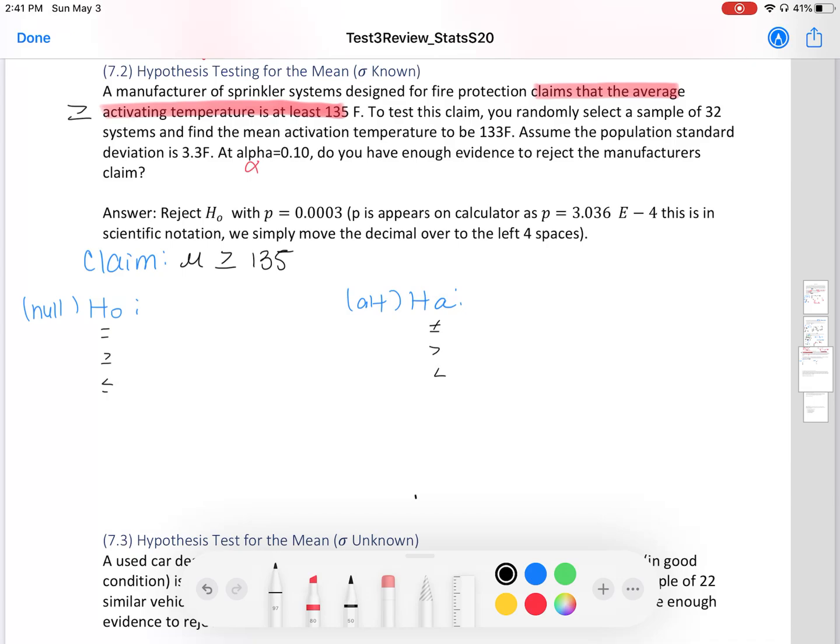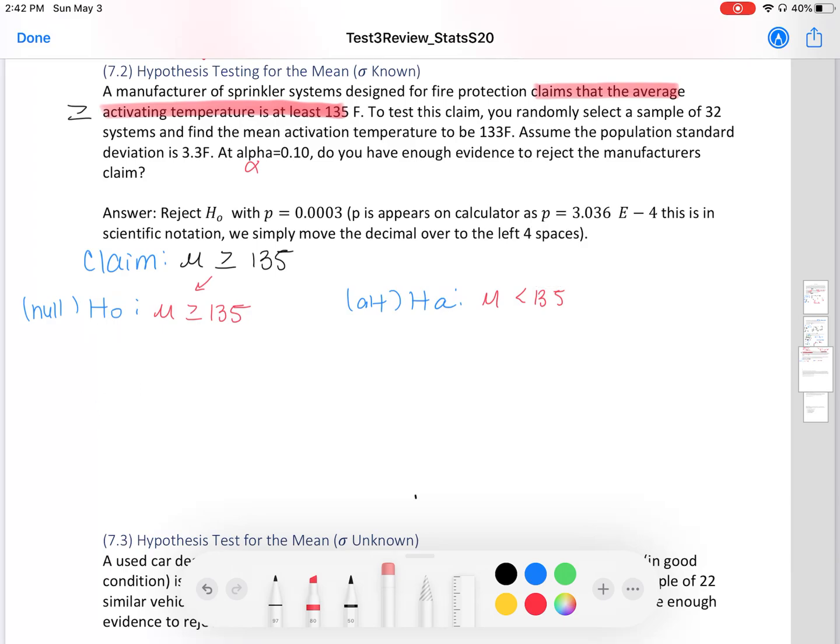So our claim says greater than or equal to, so that strictly produces your null. So we have a mean that's greater than or equal to 135, and therefore our alternative, our Ha, is a mean that's less than 135. So if you look at your inequality, it switches. And that's how you produce your null and alternative claims.